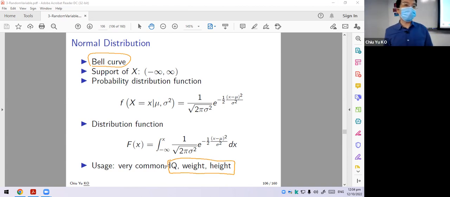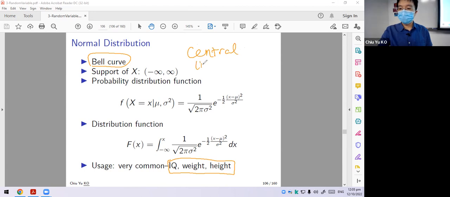The reason is that IQ, weight, and height are determined by many factors. IQ is determined by your genes, your parents' genes, and so on and so forth, and also what you eat, the temperature, the environment around you. There are many factors adding up. Same as weight and height. That's not a coincidence. This comes from what we call, in statistics, the central limit theorem.